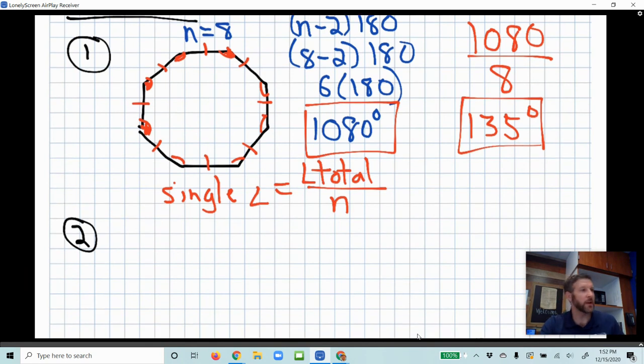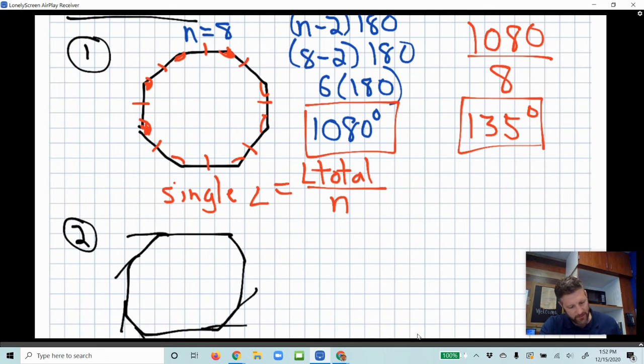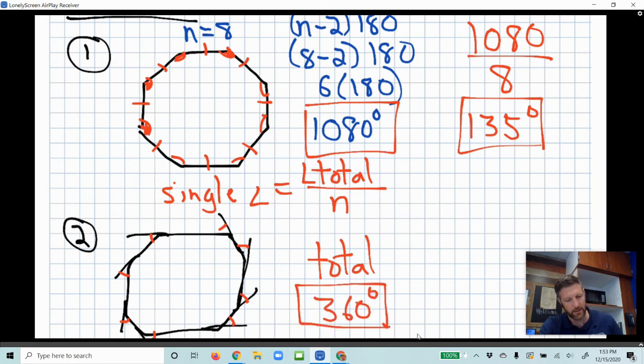Okay, in number 2, we're going to do an octagon again, but we're going to do the exterior. I'll go ahead and redraw it real quick. So there's my regular octagon, but now I want to find the sum of all these exterior angles on the outside. Well, this is even easier, in that I know what the total is. The total is always the same. It's always approaching a perfect circle. The total is 360 degrees. Boom. That's done. Super easy.